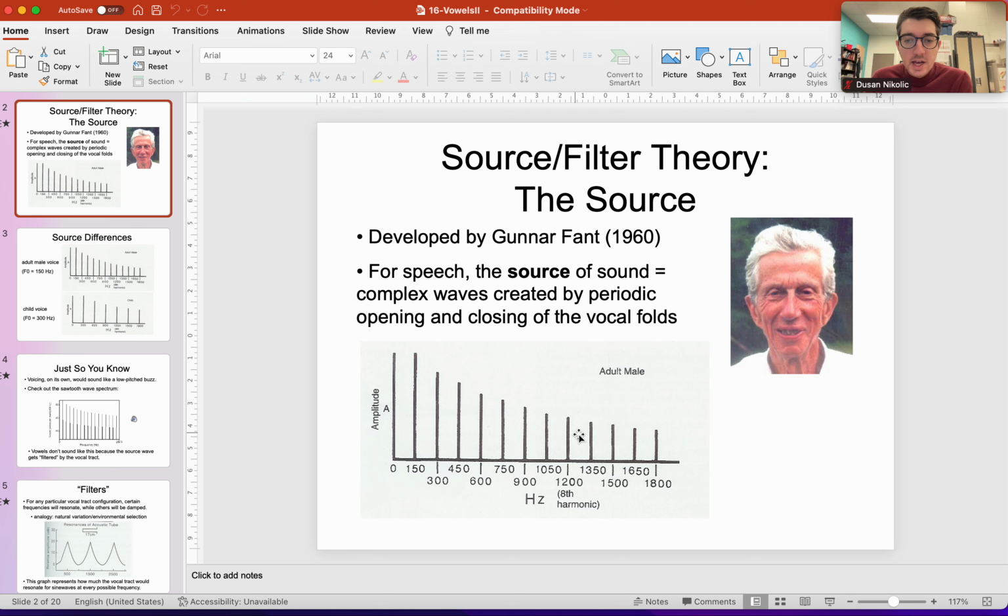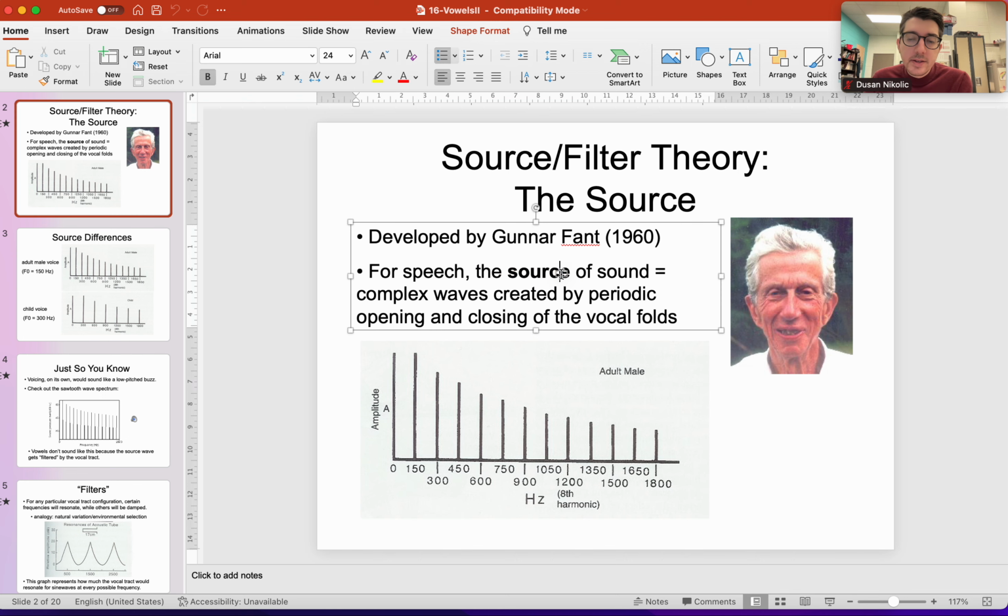And this is what a power spectrum looks like, for example, of a fundamental frequency, or the source, of 150 hertz, whereby the other harmonics are integer multiples of this first one: 300 hertz, 450, and so on and so forth. This is what the power spectrum would look like: frequency on the x-axis, amplitude on the y-axis. That's basically the source.